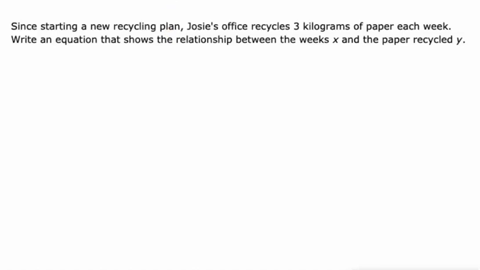Since starting a new recycling plan, Josie's office recycles 3 kilograms of paper each week. Each week is the key word that lets me know it's the constant rate of change. Write an equation that shows the relationship between the weeks x and the paper recycled y. Well, the paper recycled y is equal to 3 kilograms every week x. And it doesn't look like we had any starting amount there, so we've never recycled any before the official program started, so just y equals 3x.